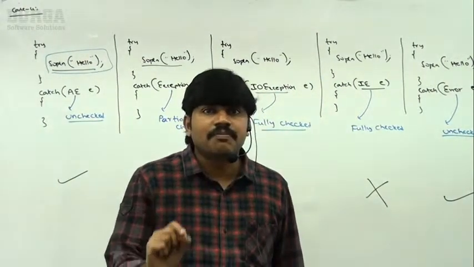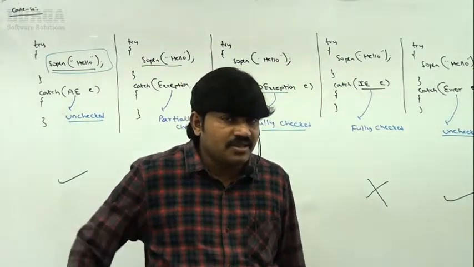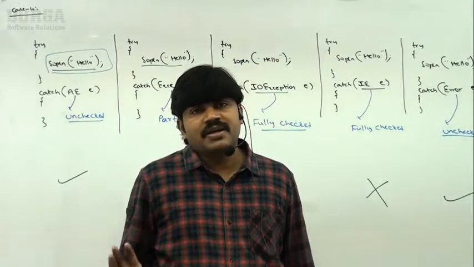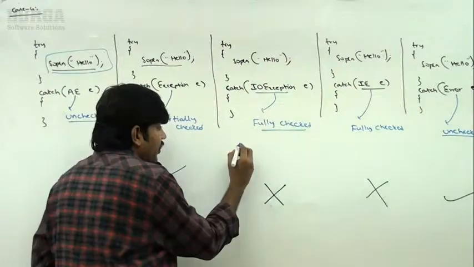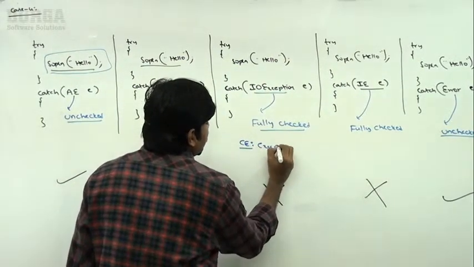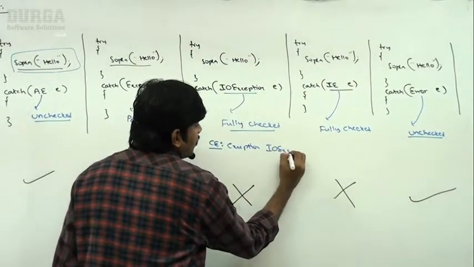But this rule is applicable only for fully checked exceptions. Remember this one. For partially checked and unchecked exceptions, this rule is not applicable. What error are you going to get? A compile time error saying exception, which exception? IOException.